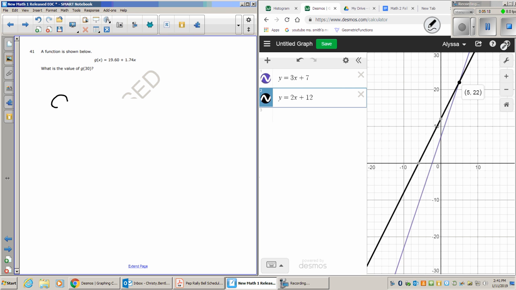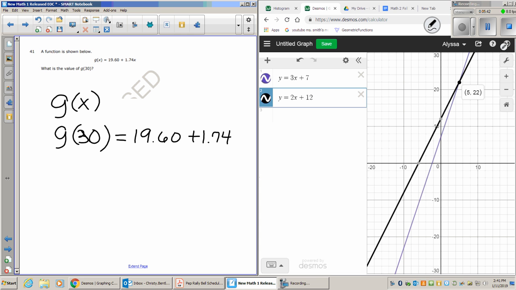So g of x, remember that's just replacing y, and the value inside the parentheses is the value they're wanting us to evaluate the equation at, and we're going to substitute 30 in for x. So the equation is 19.60 plus 1.74, and where you see your variable x, we're going to substitute 30.